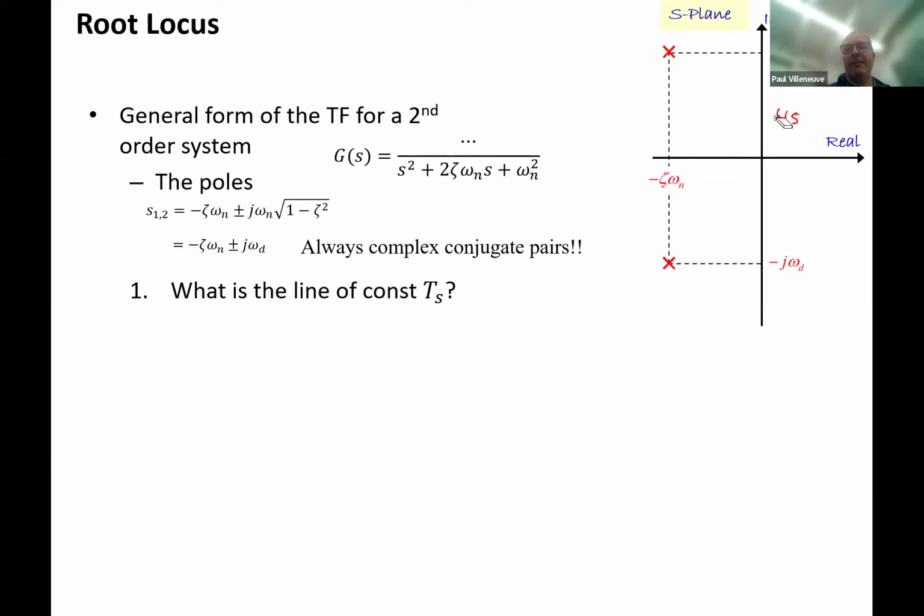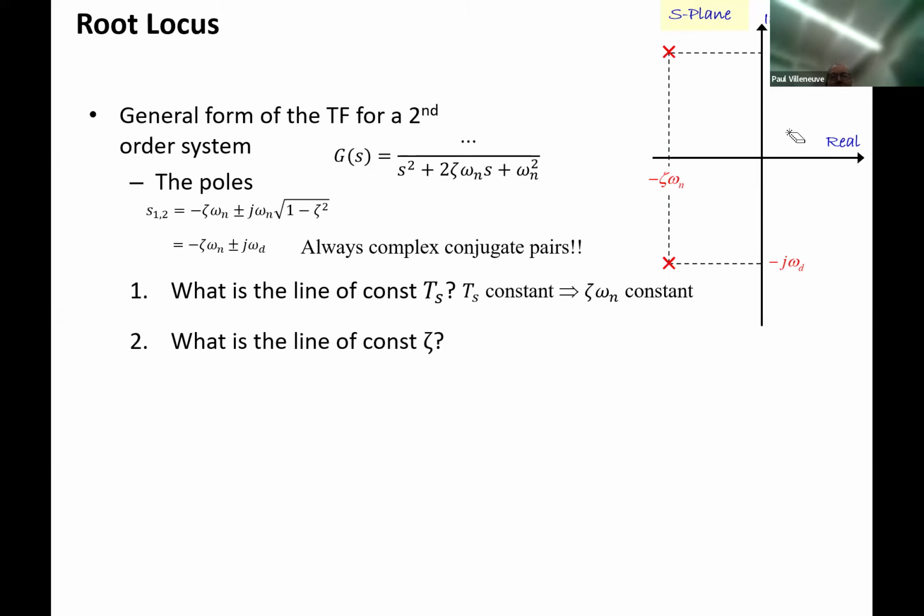Come on, keep erasing. Okay, so what is the line of constant settling time? Up and down, right? The real part determines how quickly it reaches steady state. So that is just on the real axis. What is the line of constant zeta? Zeta is going to be that angle that goes away from the origin, and that's going to tell us our percent overshoot. You can see I have the blue line, but also down below it's the same line.